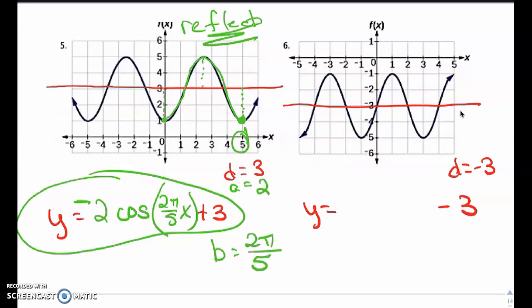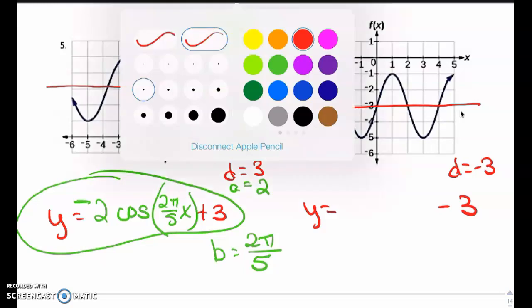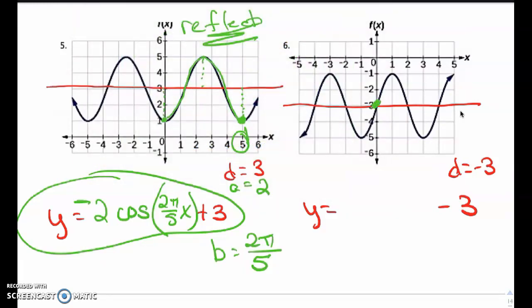Well, notice my first point is here on the midline. So that tells me it must be a sine graph. And it has the normal direction. I'm going up and then down, right? What distance are we from that midline? We're at a distance of 2, right? So the amplitude has to be 2.